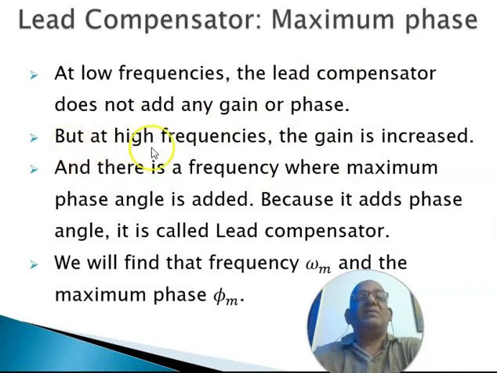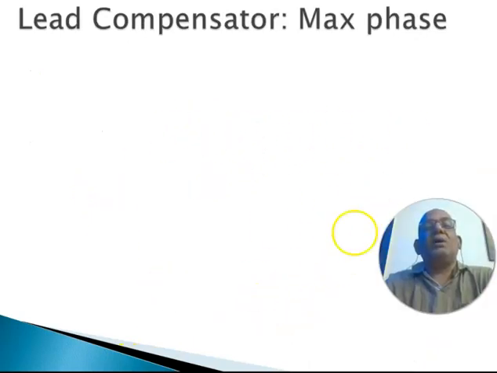But at high frequencies, the gain is increased, and there is a frequency where maximum phase angle is added. We have seen this in the previous Bode plot. Because it adds phase angle, we call it a lead compensator. We'll try to find the frequency omega m where this maximum phase occurs, and what is this phase phi m.